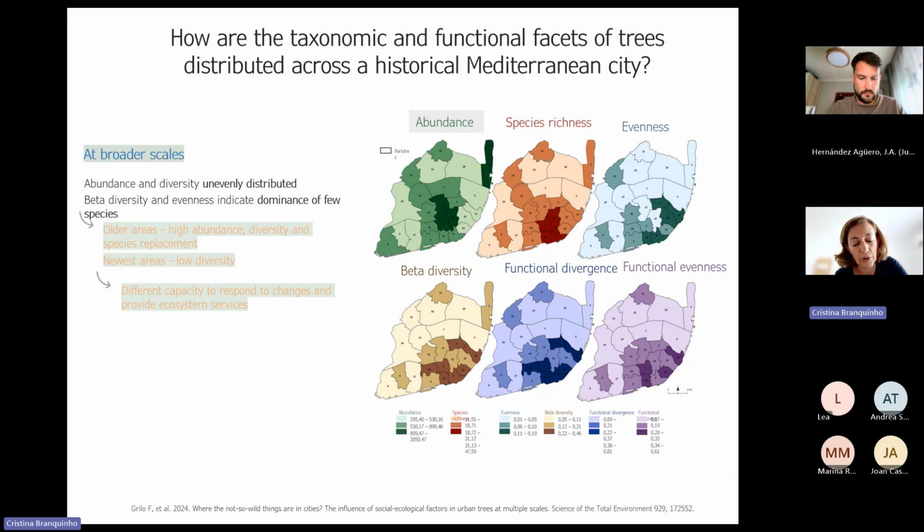I must say that I forgot to tell you, this is about only street trees, okay? It is not about parks. This is about street trees.